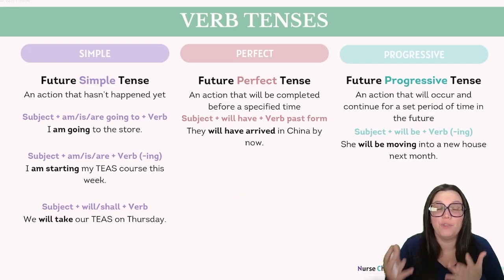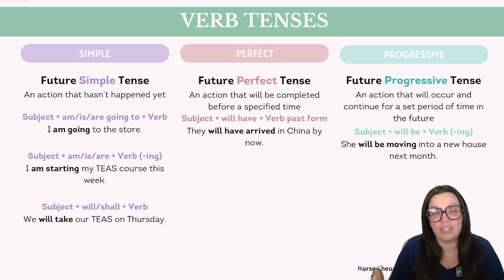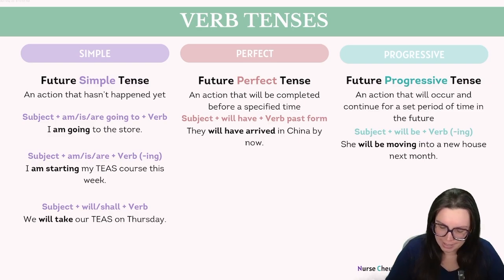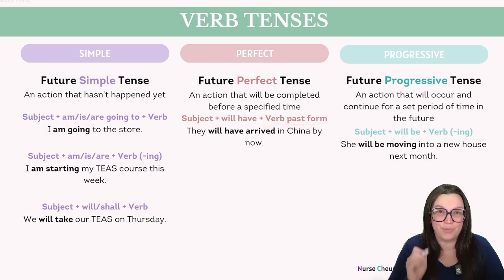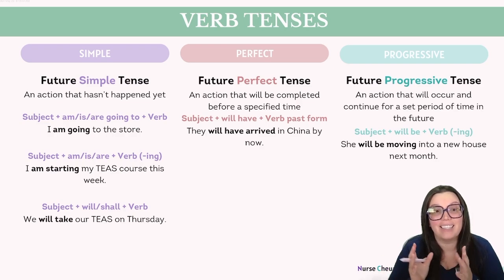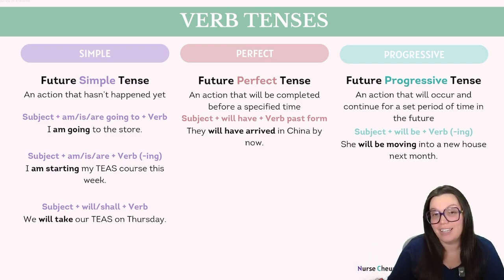And next up we have future perfect tense. So this tense is used to describe an action that will have been completed by a specific future time. The structure will consist of the subject plus will have, and the verb is going to be in its past tense form. An example of this could be, they will have arrived in China by now. This sentence indicates that the action of arriving in China is expected to be completed before the current time.